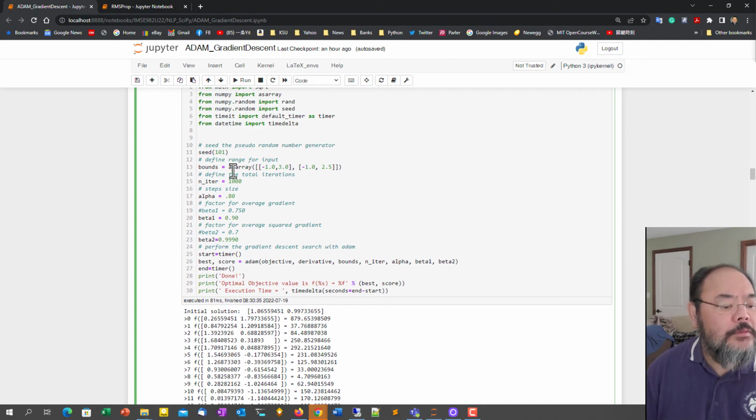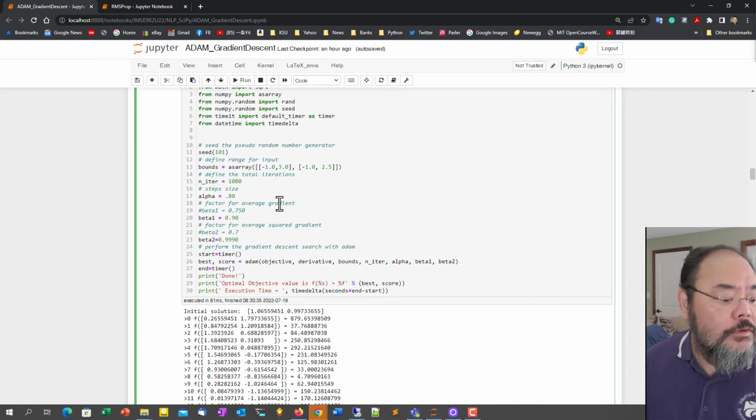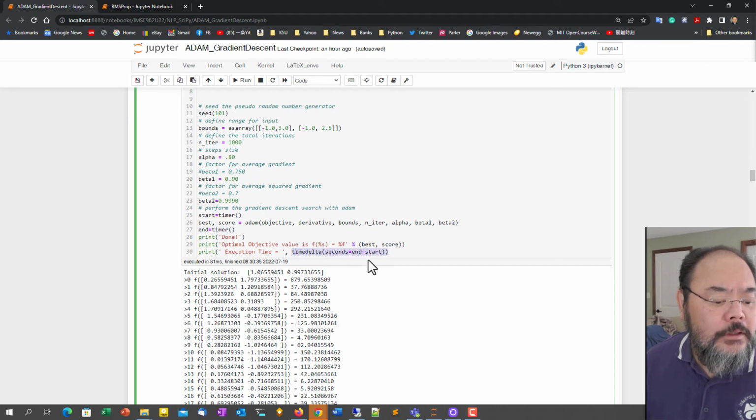Alpha is the step size, equal to 0.8 right now. Beta 1 equals the smooth factor for the first order momentum, and beta 2 equals the smooth factor for the second order momentum. Okay, and I'm using the starting time and ending time to calculate the time difference. Here we have a time delta equal to the end time minus the starting time, in seconds.